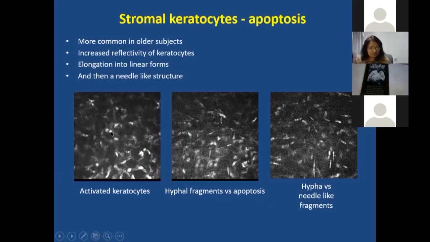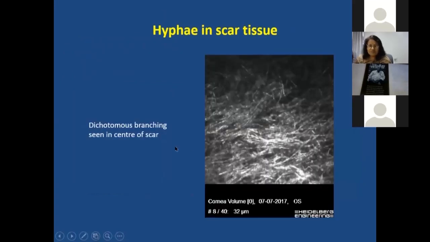These are basically activated keratocytes. These are much easier to see. Now these could be hyphal fragments, or they are elongating and forming apoptotic fragments. Once again here, is this a fragment or is it a needle-like fragment because of the apoptosis? Hyphae and scar tissue are also difficult to see, but if you look very carefully, you can see the dichotomous branching in the center of the scar.